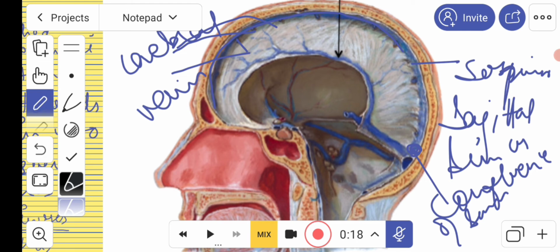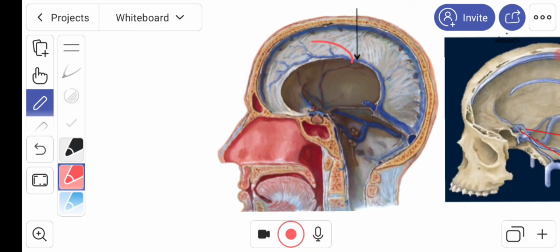Now, communications of the superior sagittal sinus. The superior sagittal sinus communicates with the veins of the scalp through the parietal emissary veins, occasionally through the nose. If the foramen cecum is patent, then it may lead to the problem of nose bleeding, that is termed as epistaxis, and with the cavernous sinus through the superior anastomotic vein of Trolard.